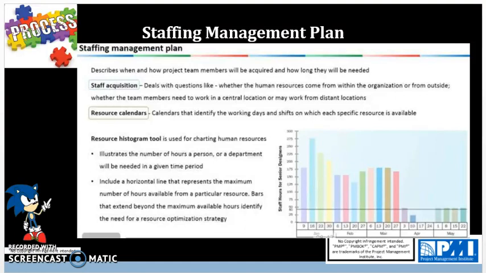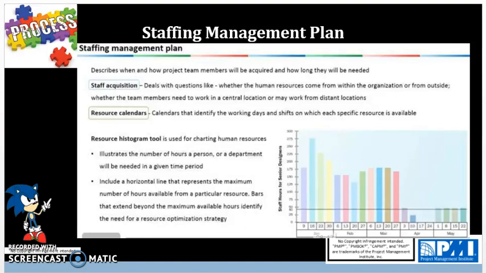But needless to say, resource histograms are just used to illustrate the number of hours a person or a department will be needed in a given time period. The horizontal line represents the maximum number of hours, aka 40 hours a week, that each resource is available for. Bars that extend beyond the maximum available hours identify the need for a resource optimization strategy such as resource leveling, as we can see here.